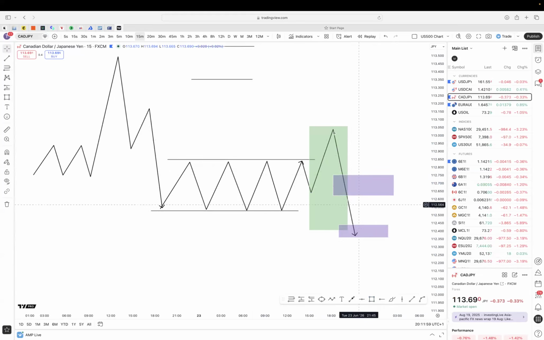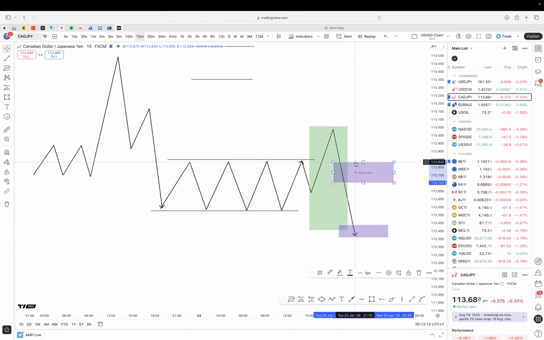Now, people overcomplicate entries too much. I'm going to show you what I would do, or what I do. Because you can either enter at the bottom of where the manipulation distribution phase is, or you can enter inside of it. You can enter in a retracement of a fib level. There's so many different things you can do. Genuinely, it's preference to you.